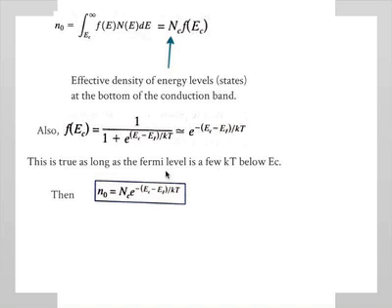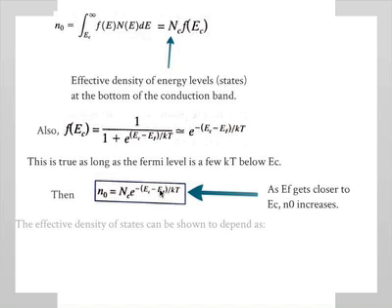The first thing you will notice, of course, is that as T increases, N naught increases, as expected. More importantly, you will notice as this distance, EC minus EF, decreases, N naught increases, which is what we said before. As the Fermi level goes closer to the conduction band, the number of electrons increases. So these things make intuitive sense. As EF gets closer to EC, N naught increases.